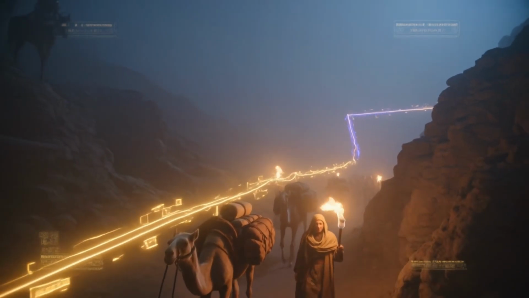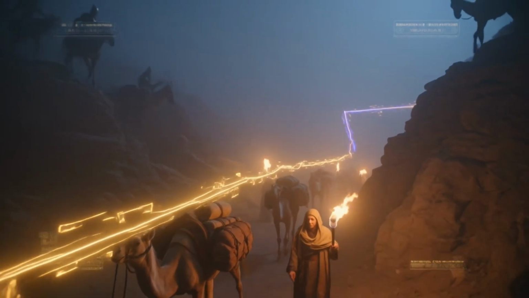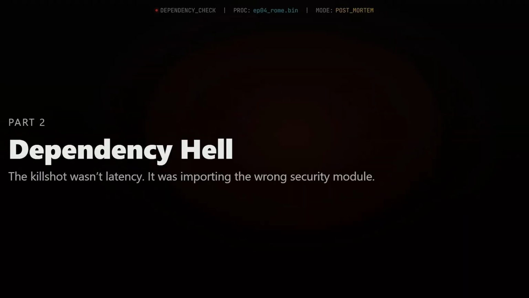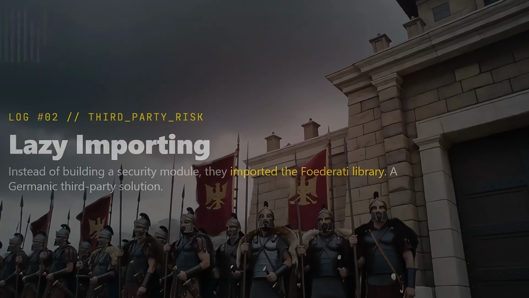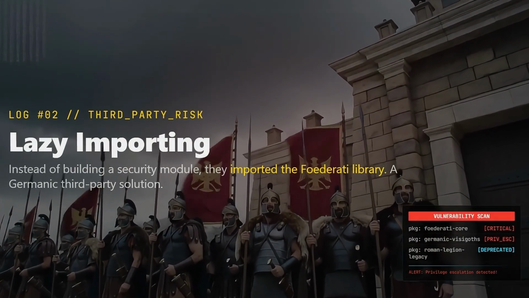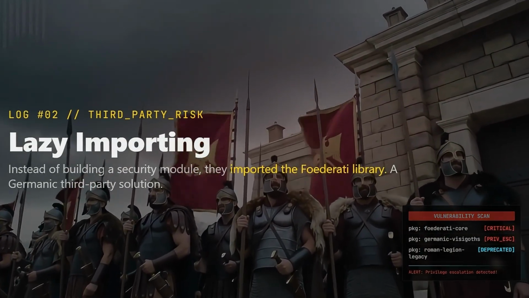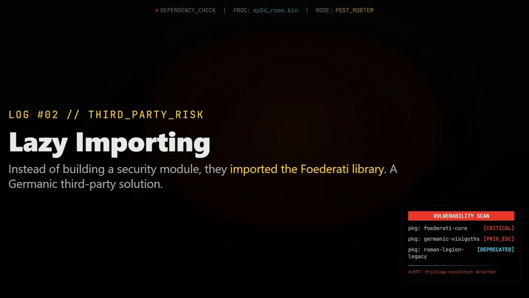Log number 3, data integrity. Rome's growth model was based purely on acquisition. When expansion stopped, revenue dried up. The solution? Debase the currency. They mixed silver with lead, but declared it real. Type mismatch. Data corruption. On purpose.